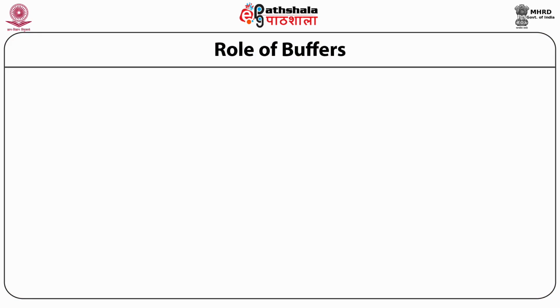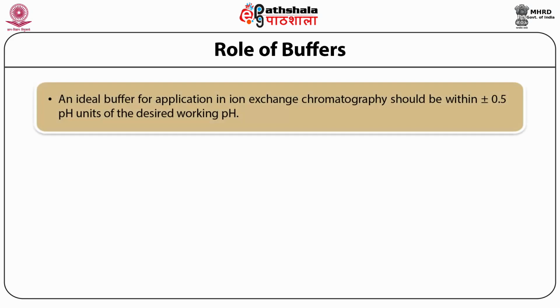In ion exchange chromatography, the role of buffer is very important. Maintenance of pH is a primary concern since ionic interactions vary with pH. The buffer components themselves are ionic and therefore they may take part in the ion exchange process during the procedure. An ideal buffer for application in ion exchange chromatography should be within plus or minus 0.5 pH units of the desired working range of pH.